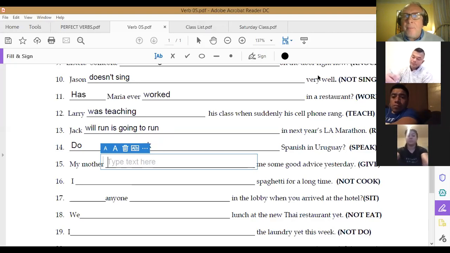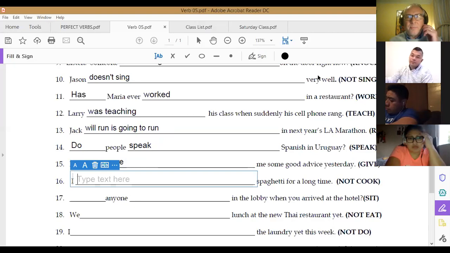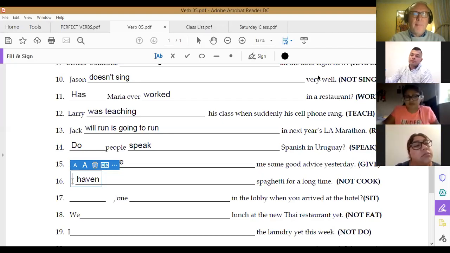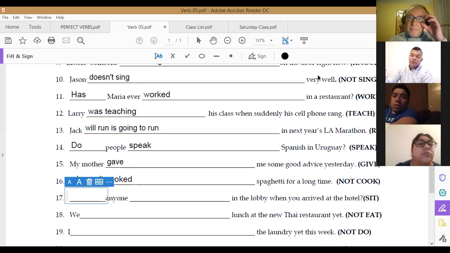The next one. My mother gave me some good advice yesterday. Gave me. All right, now the next one says, cooked for a long time. Haven't. I haven't cooked. Perfect. Haven't cooked for a long time.